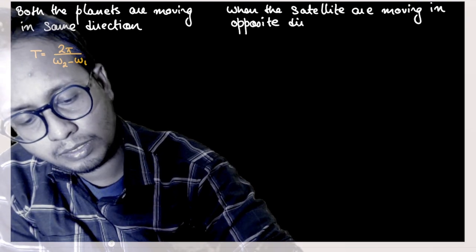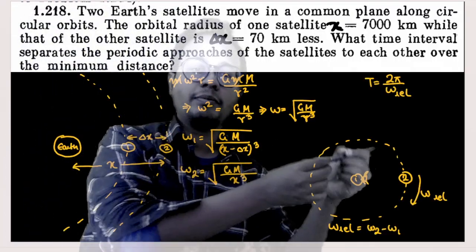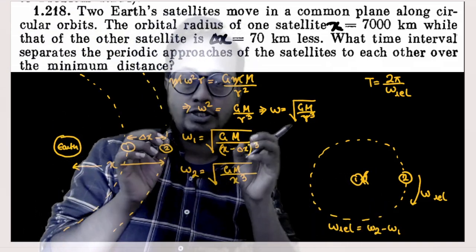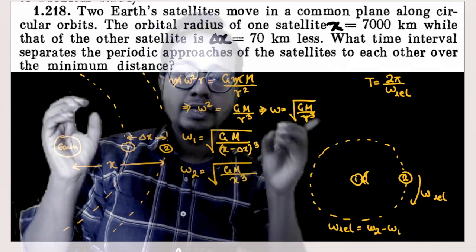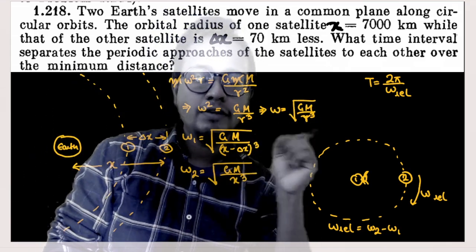Opposite direction. When the satellites are moving in opposite direction, what would happen? The relative velocities will get added, no? See, just simplify this process. When two cars are going in opposite direction, what is the relative velocity of one with respect to the other? The velocities get added, no, to find out the relative velocity. Same kind of thing is happening out here.